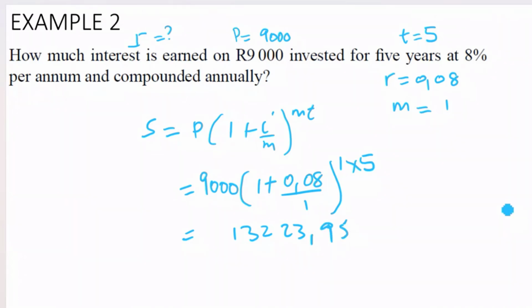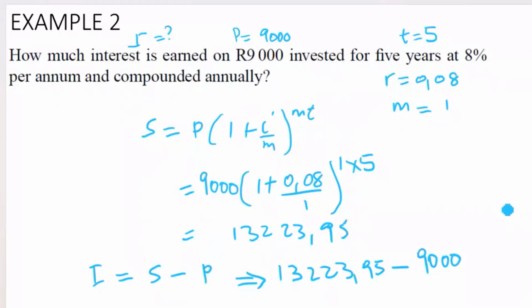Remember, what is your interest? Your interest is equal to S minus P. This implies that with your S, you're going to have 13,223.95 minus your P, which is given as 9,000. So you are going to get your interest, which is 4,223.95.